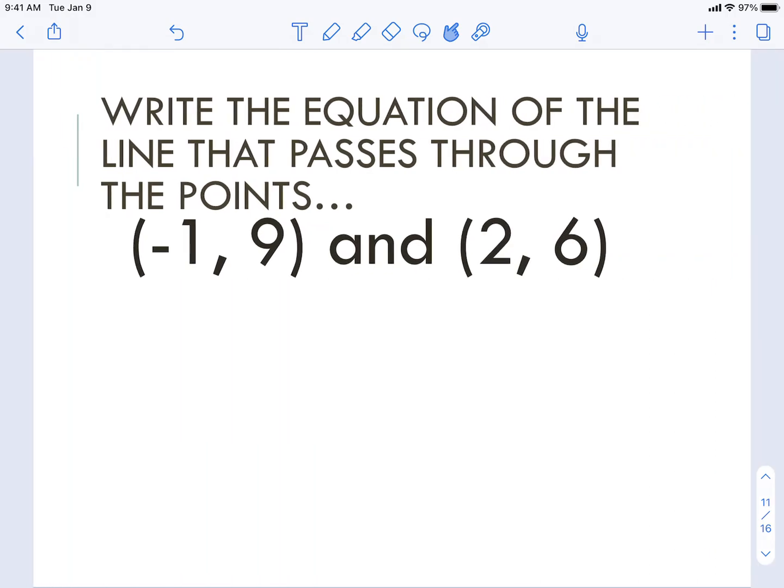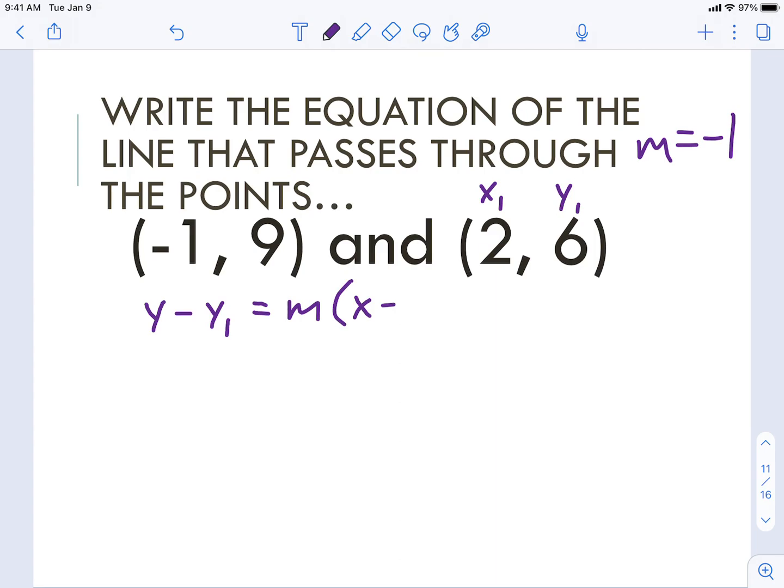All right, now the equation that passes through those 2 points. We already figured out what the slope was, right? That was negative 1. Now we want to use the point-slope form. Now I need to choose one of these points to use. I'm going to choose the 2, 6, just because they're both positive, and so I think that's a little easier to work with. And now this is going to be y minus y1 is equal to m times x minus x1. And we're just going to plug things in. y minus 6 is negative 1 times x minus 2.